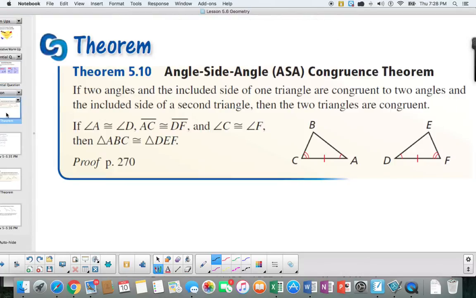Here's the theorem. If two angles and the included side of one triangle are congruent to two angles and the included side of another, then the two triangles are congruent. What you need to notice about this is that the side we're talking about is included between the two angles.